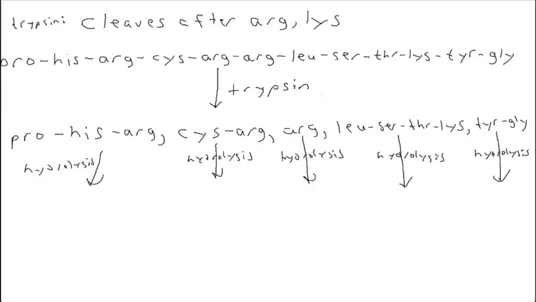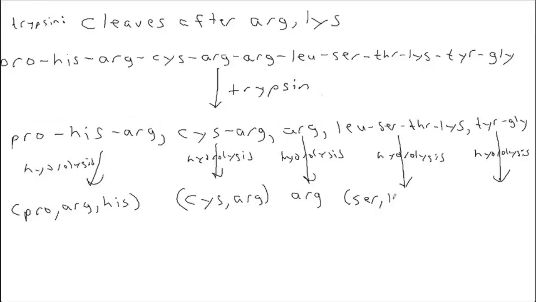Okay, so these are all happening in different flasks. And then what would be the results of hydrolyzing this peptide? You get proline, comma, histidine, comma, arginine. I'm going to write it like this, though, because you wouldn't know the order anymore. And then what would be the results over here? Cysteine, comma, arginine. And here. Just arginine? Yeah. If you knew it was only one amino acid, you probably wouldn't bother hydrolyzing it in the first place. And what would you get here? Leucine, comma, serine, comma, threonine, comma, lysine. Right. I'm going to write them in a different order because you wouldn't know what the order was anymore. And how about here? Tyrosine, comma, glycine. Good.